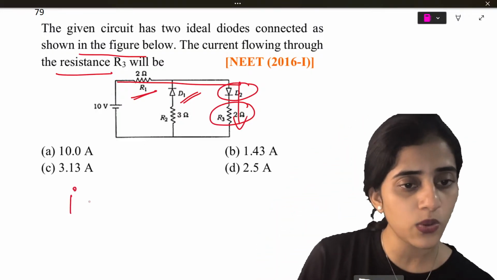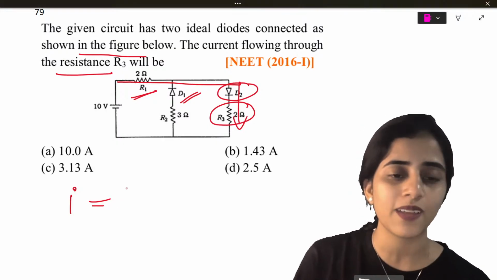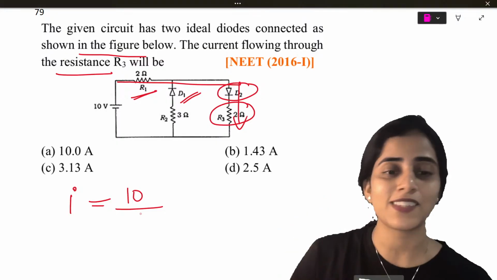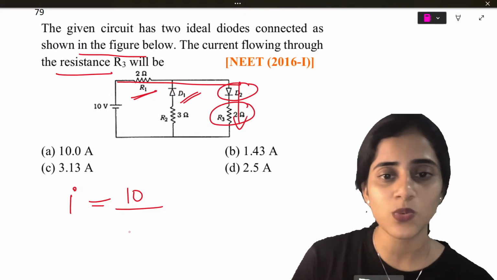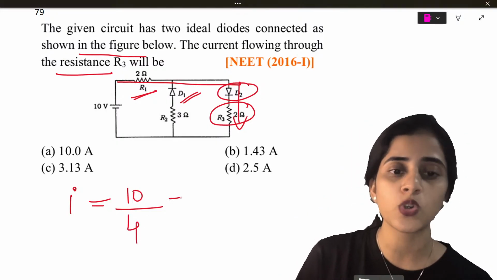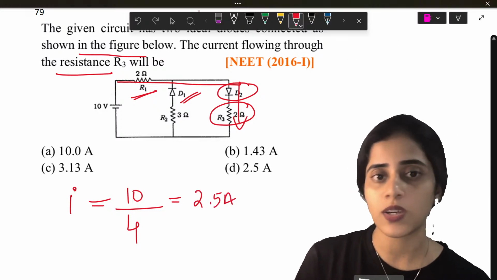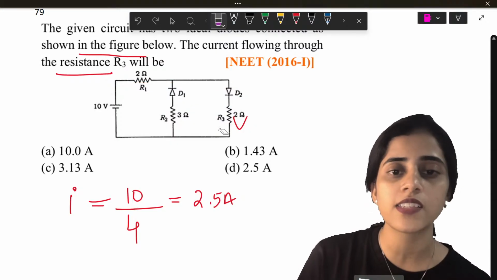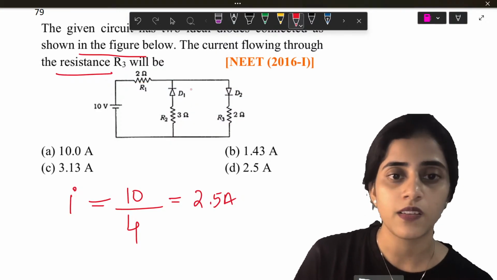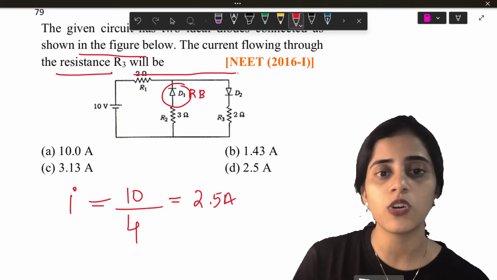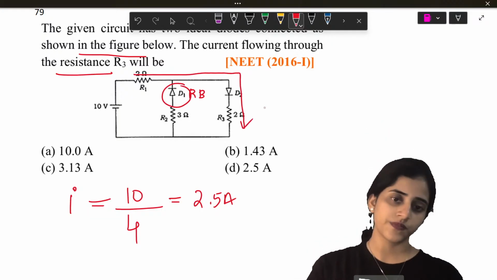So how will we find the current? Current is voltage by resistance. Total voltage is 10. Resistance is 2 and 2, so 2 plus 2 is 4. So 2.5 amps. Did you understand that? Diode D1 is reverse biased. So current will flow like this.